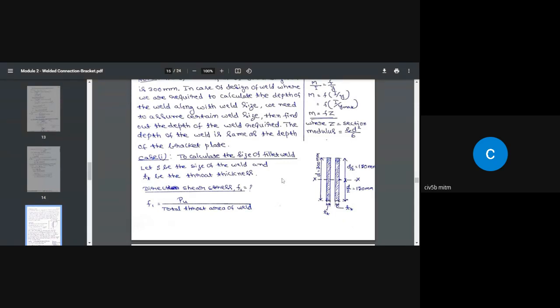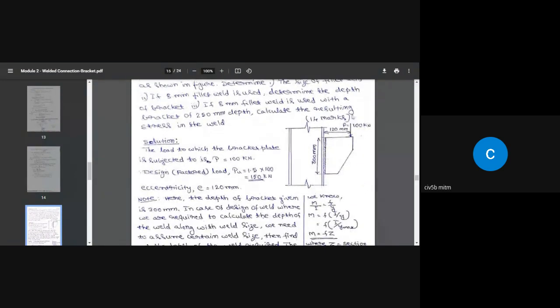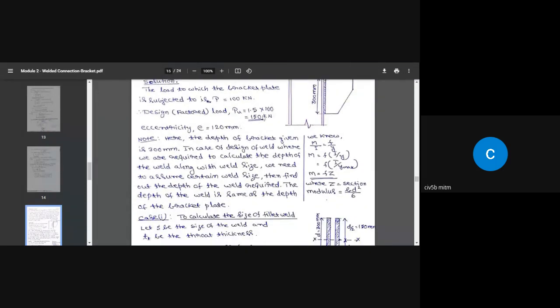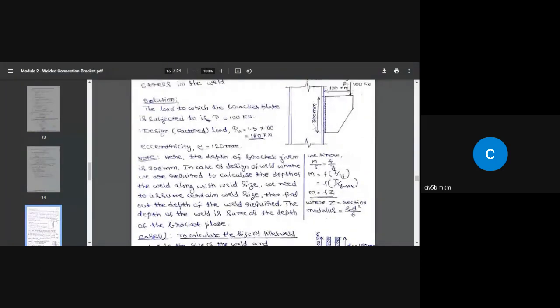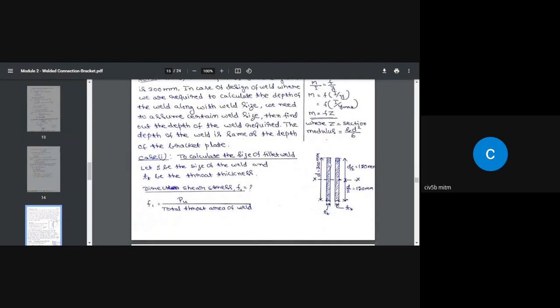So we'll come to the first part of the problem, that is to calculate the size of the fillet weld. So it says find out the size of the fillet weld for this load of PU 150 kilonewton. When you look from this side, as I said, we have two lines of weld. One is on this side, the other is on the other side. This is the way we are going to see it when looking from this side. In between these two welds, we have the bracket plate. Bracket plate thickness doesn't matter for us.